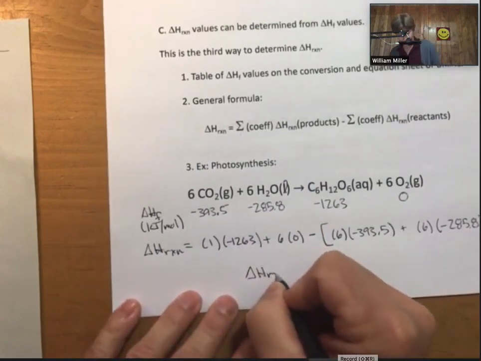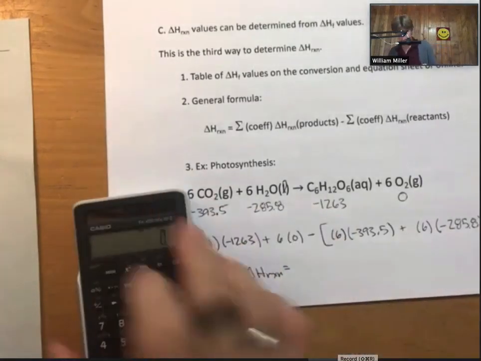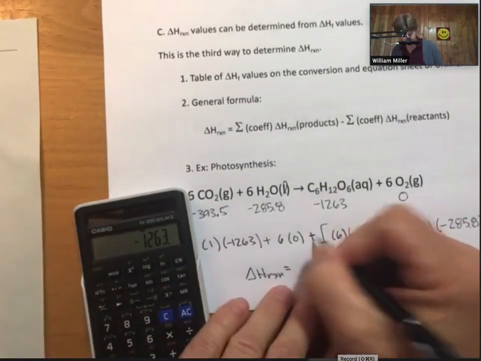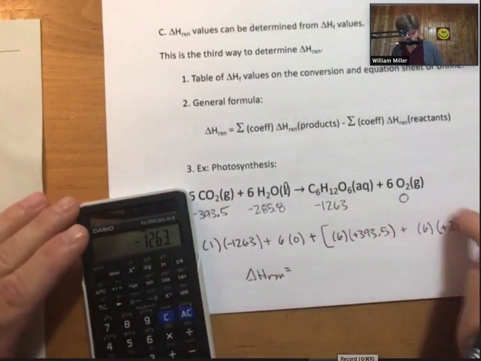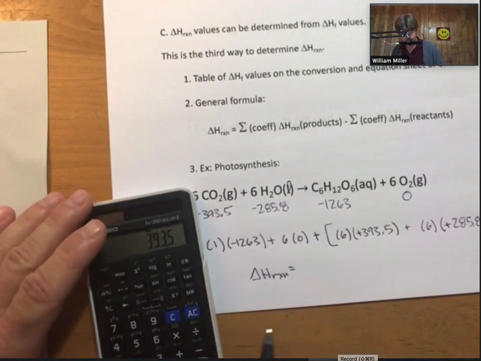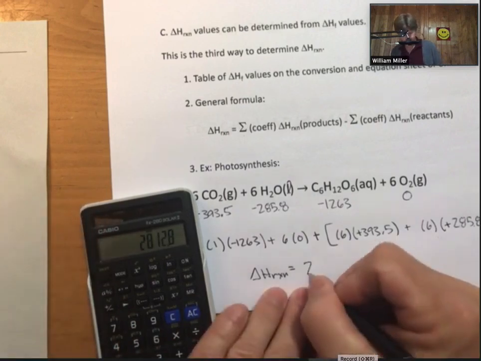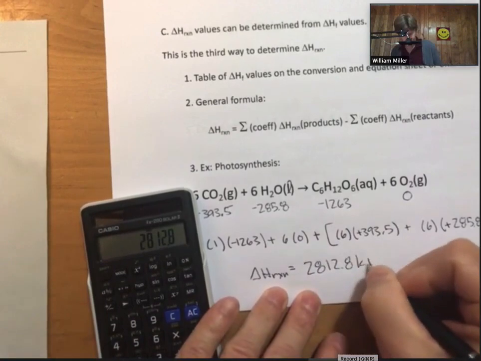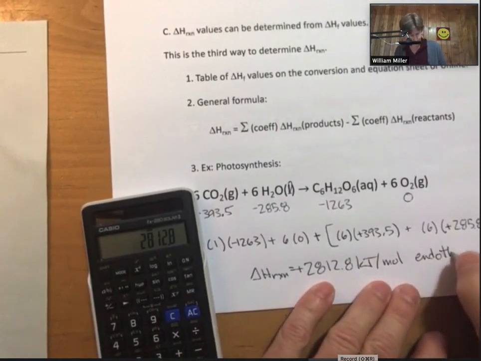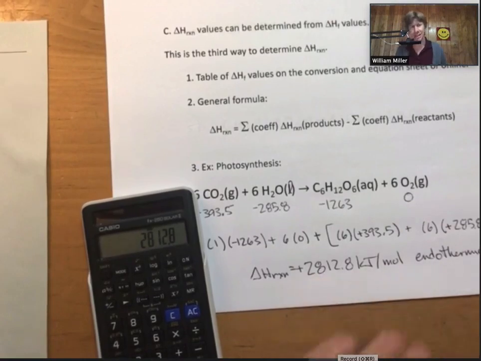And when we calculate this out, 1263, and I'm just going to do plus, plus, plus. So all of these are positive now. So plus 6 times 393.5 plus 6 times 285.8, and I get 2812.8 kilojoules per mole. That's positive. This is an endothermic reaction. Takes a lot of energy to do photosynthesis. Where does that energy come from? That's a rhetorical question. It comes from the sun.